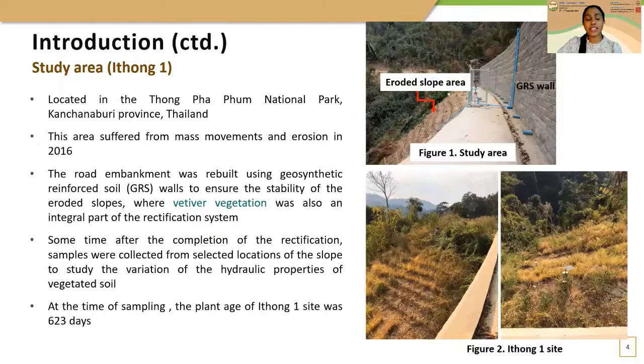This slide shows the study area that I used, named Itong 1, which is located in Thong Pha Phum National Park in Kanchanaburi province, Thailand. This area suffered from mass movement and erosion in 2016. They tried to rebuild the road embankments using geosynthetic reinforced soil together with vetiver vegetation. After some time following the completion of this rectification method, we collected the soil samples, and we considered the plant age as 623 days.